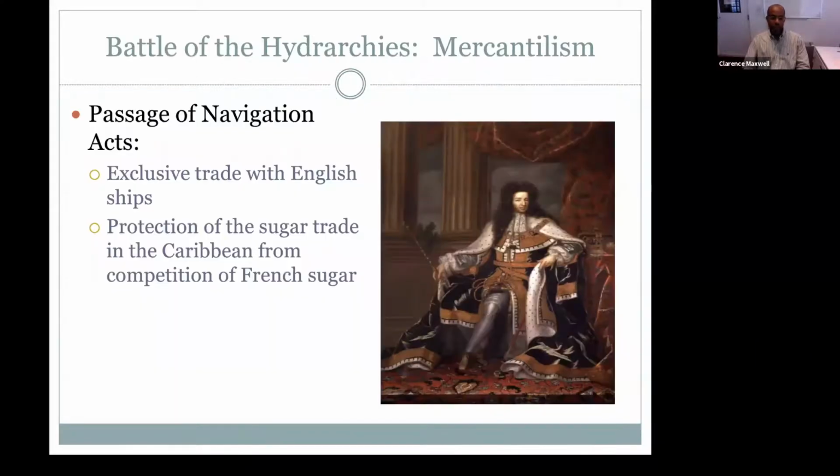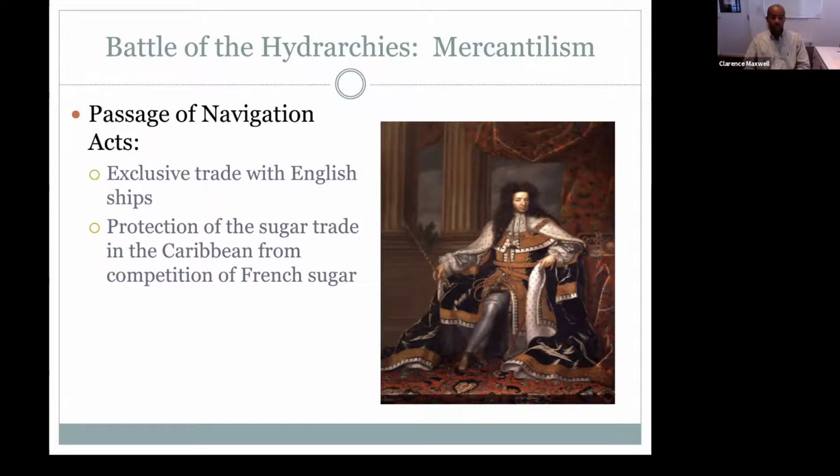This required, among other things, navigation acts. Specifically, it would cause things such as exclusive trade with the English, as well as protecting English markets from foreign competition. This is the beginning of an English hydrarchy, or at least a reflection of the establishment and incarnation of it. By 1697, William III, of William and Mary fame, decided to establish a complete infrastructure for the purposes of governing this. And that, of course, would be the Board of Trade and Plantations.